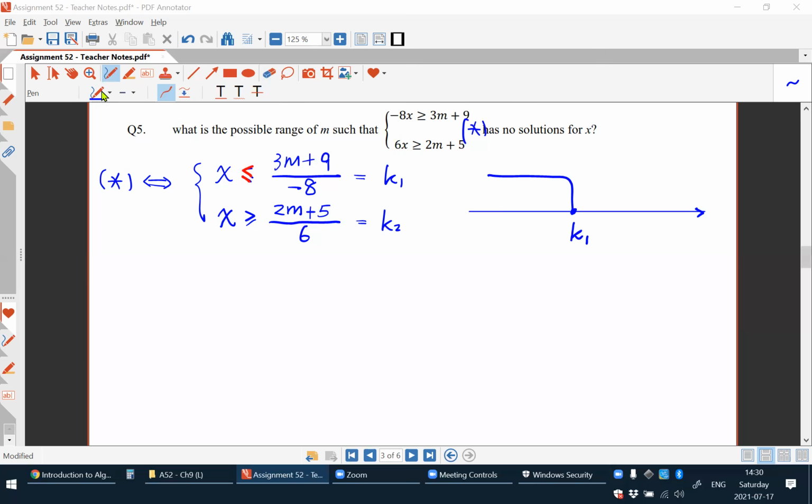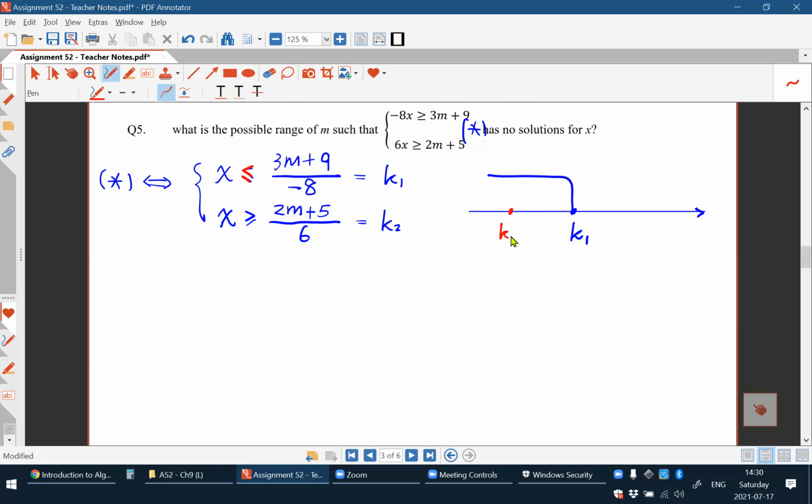If K2 is on the left of K1, what will happen? According to the system, it says x must be greater than K2, right? If K2 is on the left of K1, so this is the overlapped area, right? In this case, there must be solutions for x, right? So it does not satisfy the conditions in the questions. So K2 must be to the right of K1, right? So K2 must be here. If K2 is here, x must be greater than or equal to K2. So that means x should be on the right of K2, right? In this case, there is no overlapped area. That means the original system has no solution for X, right?